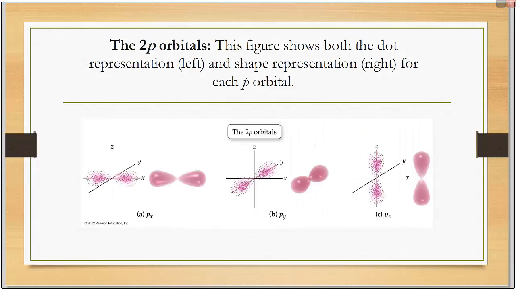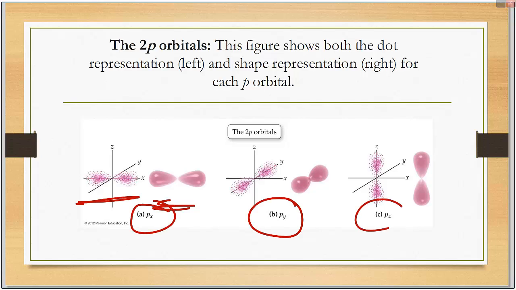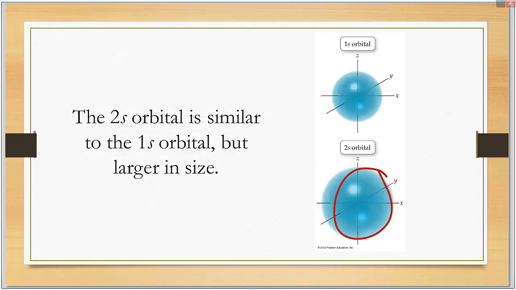The 2p orbitals: this figure shows both the dot representation on the left and the representative shape on the right for each p orbital. Notice that there's 3 p orbitals. This becomes important later on, whereas here there's only 1 s orbital.